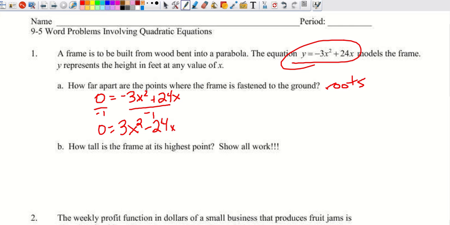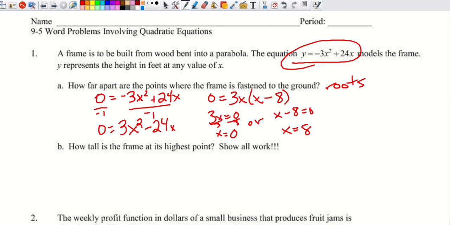So then I'm going to factor. The first thing I was looking for is a GCF, which is 3 and then x. And I get left with x minus 8. And then I do my zero product property. So either 3x is equal to 0, which means x is equal to 0 when we divide both sides by 3. Or x minus 8 is equal to 0, which means x is going to be equal to 8.